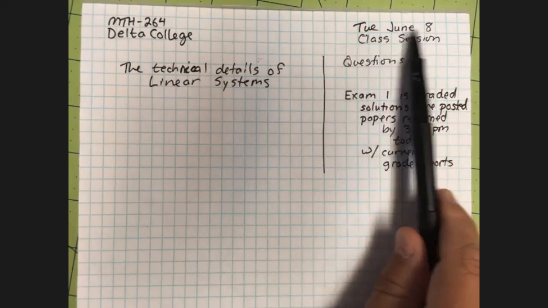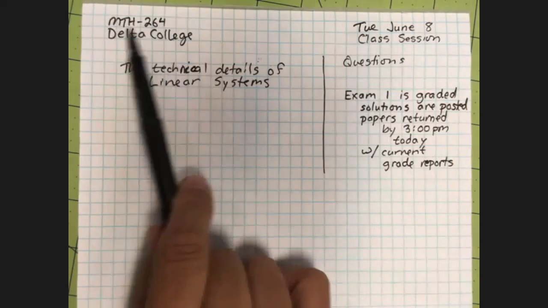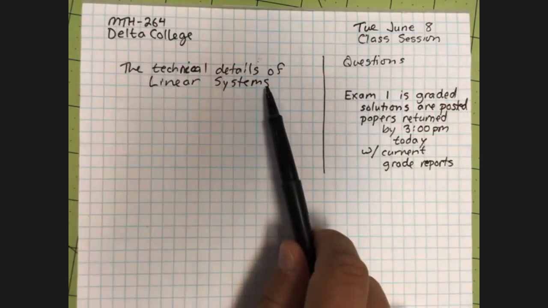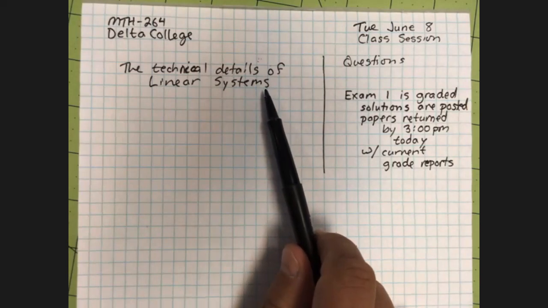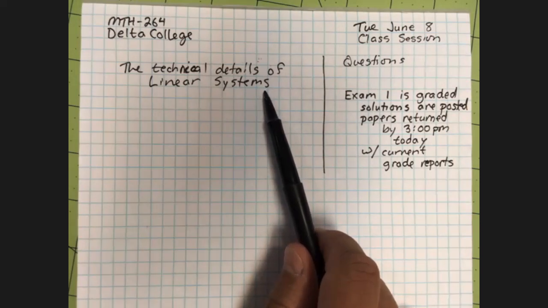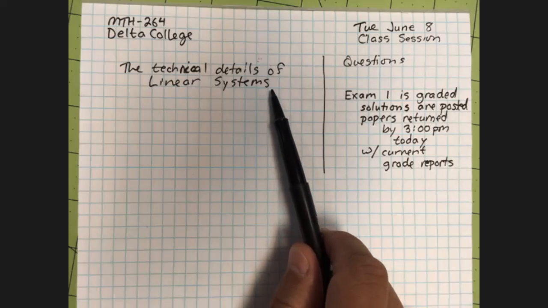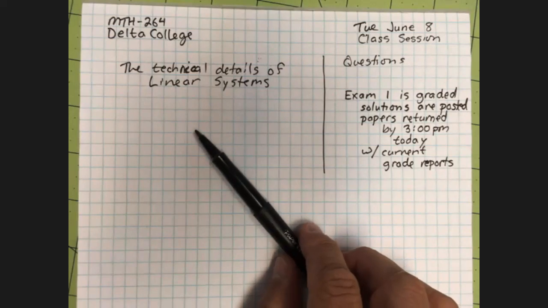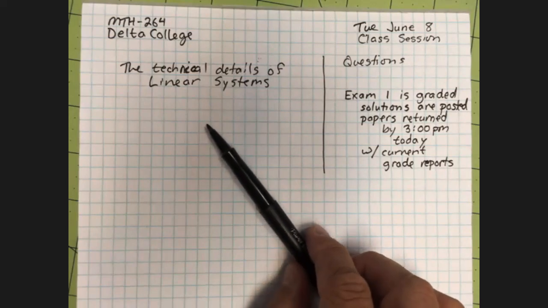So this is Tuesday, June 8th, class session, Math 264 at Delta College. And the exciting thing we're going to do today is talk about the technical details of linear systems. So you can totally understand the theory of two-dimensional linear systems today. And then you can apply it. And this will get you into sections 3.2 and 3.3, get you through those two sections.